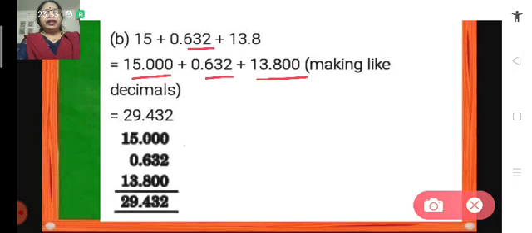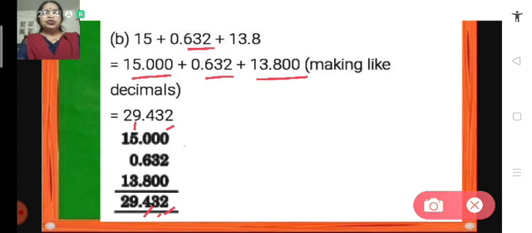Now we can add them by placing them one below the other. We should keep in mind that we should write the numbers in such a way that the decimals come one below the other and the numbers are written according to their place values. So we start adding from the extreme right, that means from thousandths place. So 0 plus 2 plus 0 becomes 2. Then we move on to hundredths place. 0 plus 3 plus 0 becomes 3. Then tenths place, 0 plus 6 plus 8 becomes 14, isn't it? And we write 4 here and carry over the 1 to ones place.